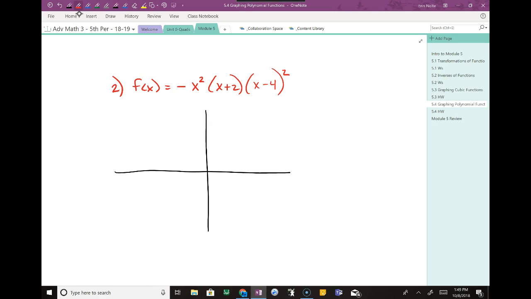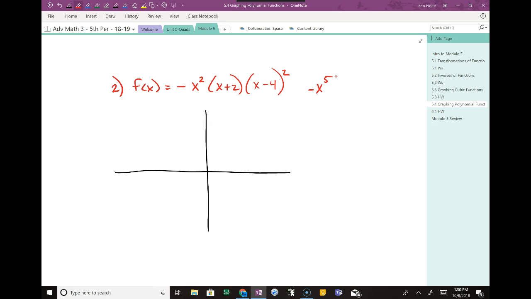Okay, are you ready for me? Okay. So tell me what the leading term is. Negative x to the fifth. So if I have negative x to the fifth, generally what does this look like? John Travolta, what does the negative do? Flips it upside down, right?